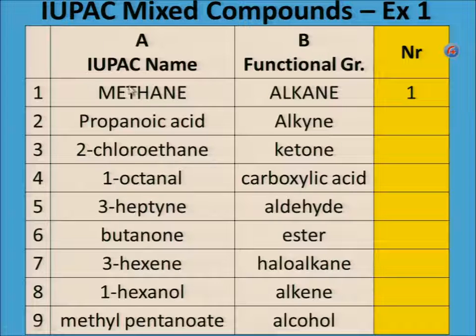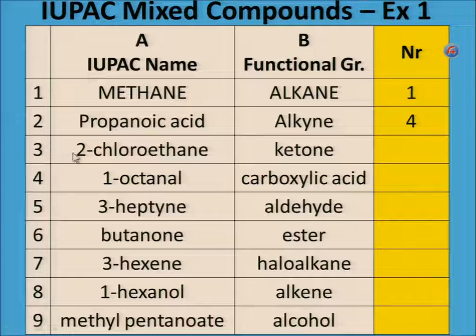For example, if you have to arrange this table, the first one, you have the IUPAC name methane, and that has the functional group alkane. So therefore, methane is number 1, alkane. Let's try to do this second one. Propanoic acid. If you see propanoic acid, you should know that we are talking about a carboxylic acid. And if you go and look in your table, you'll see carboxylic acid is at number 4.